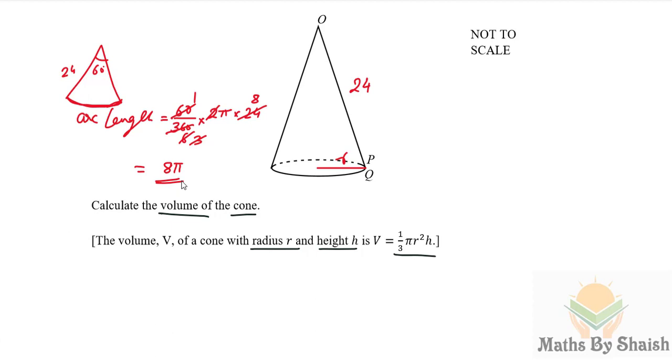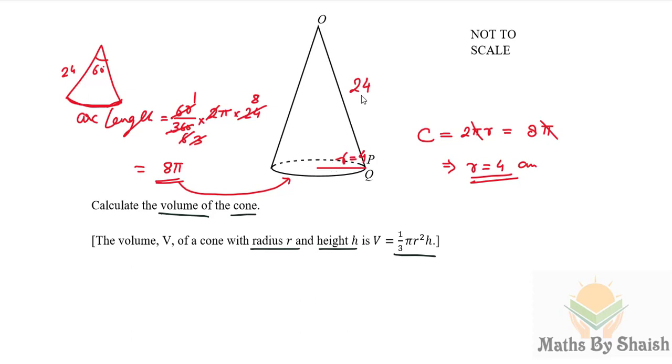Let it be 8 pi, because this is going to be the same as the circumference of this cone, and the circumference of the cone, C of the cone, is 2 pi r if the radius is r, and this is the same as the arc length, and hence it is going to be 8 pi. So we can see this pi would be cancelled, and we can get radius r easily, which is 4 centimeter. So radius, we got it as 4.